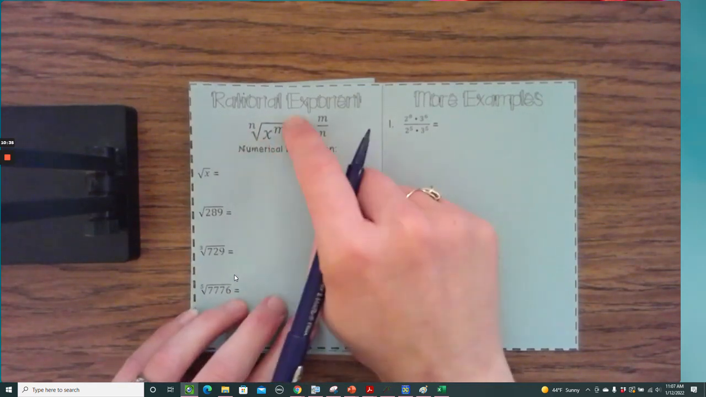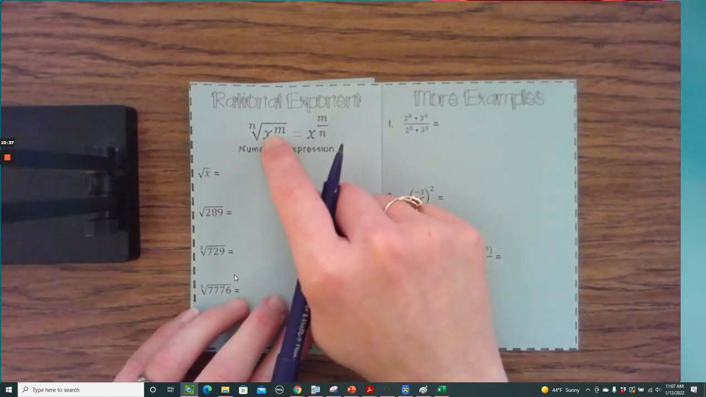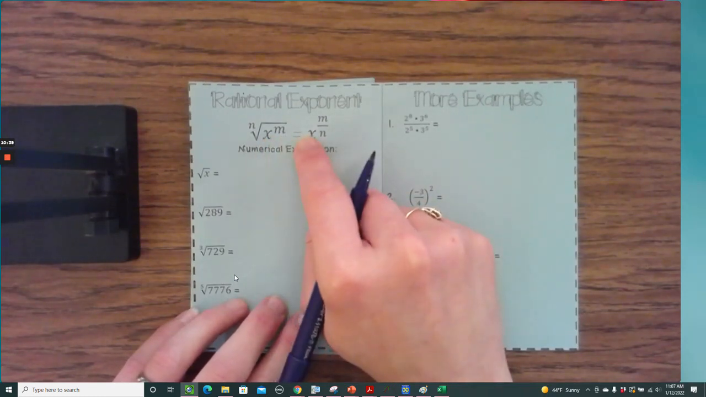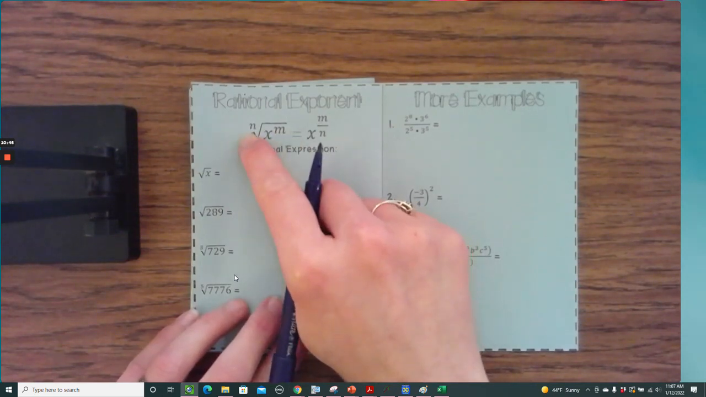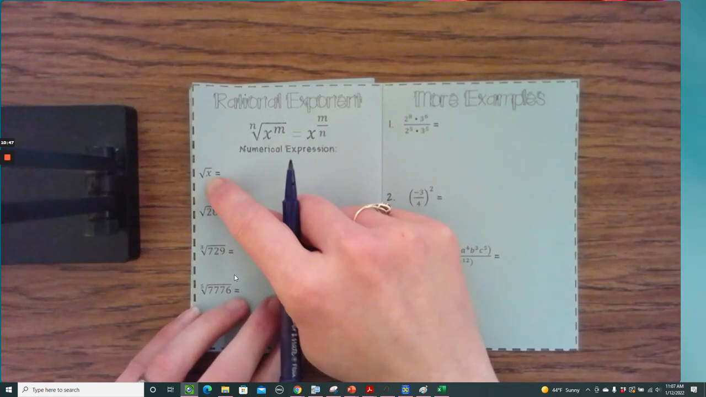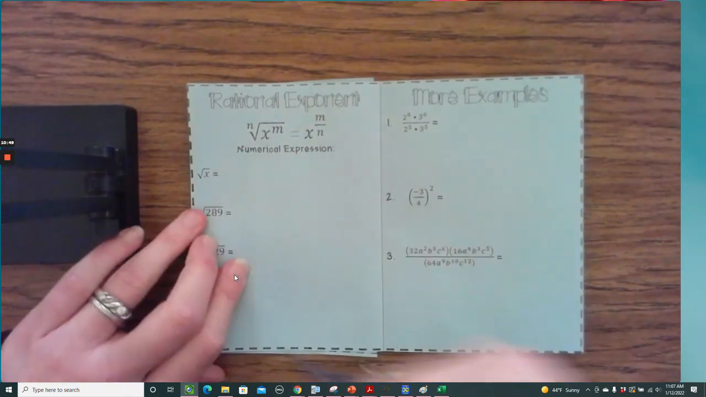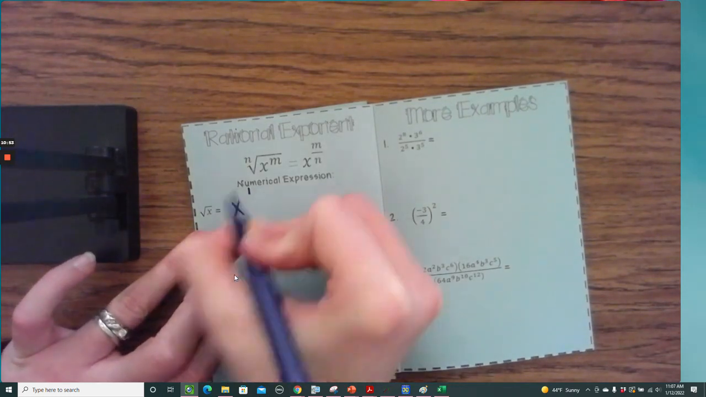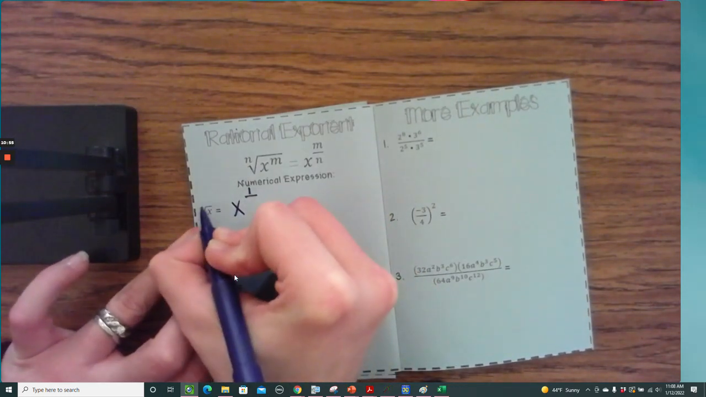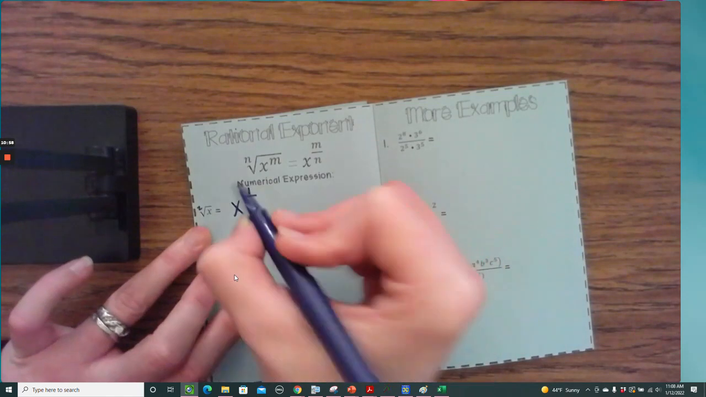So if we square root a number that's raised to an exponent, that is the same thing as taking the exponent that's underneath the square root and dividing it by the index. So if we have the square root of x, x is raised to the first power. So that would go on top of my fraction. And then a regular square root has an index of 2.